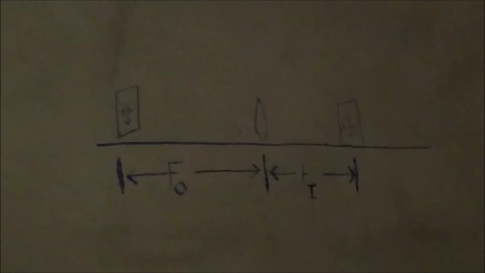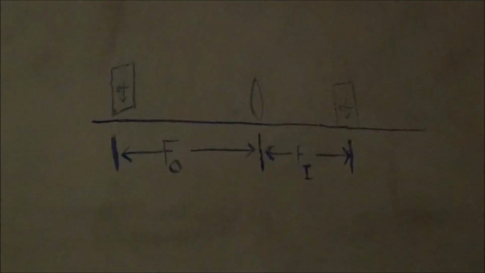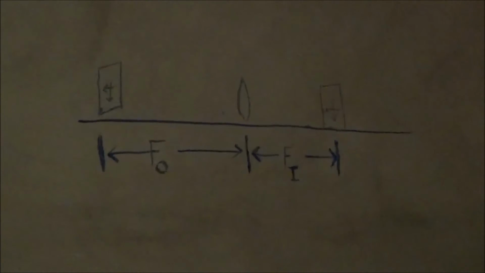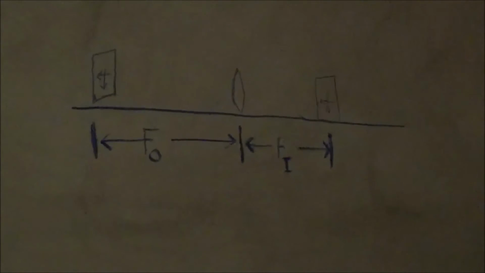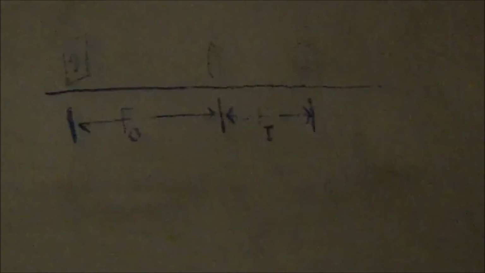We are under extreme low light, so this camera is really doing an excellent job. You can see the FO is the distance from the lit object on the left to the lens, and then FI is the distance between the lens and the image that it creates.